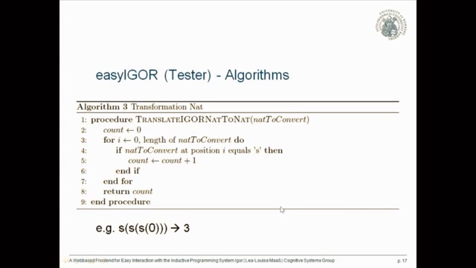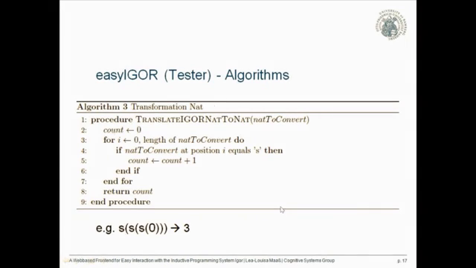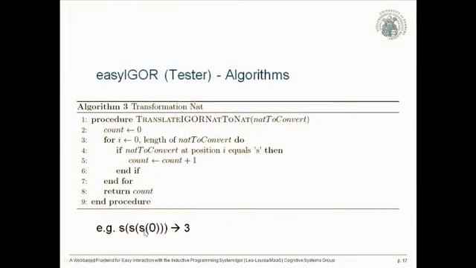Yeah, the transformation of an integer. You have the variable count that is being initialized as 0. And then for i between 0 and the length of the integer that is to be converted, which is a string, the algorithm checks if the character at position i equals S. And if that's the case, then the count is being increased by 1. So what the algorithm basically does is count the S in the string and then just return the number.